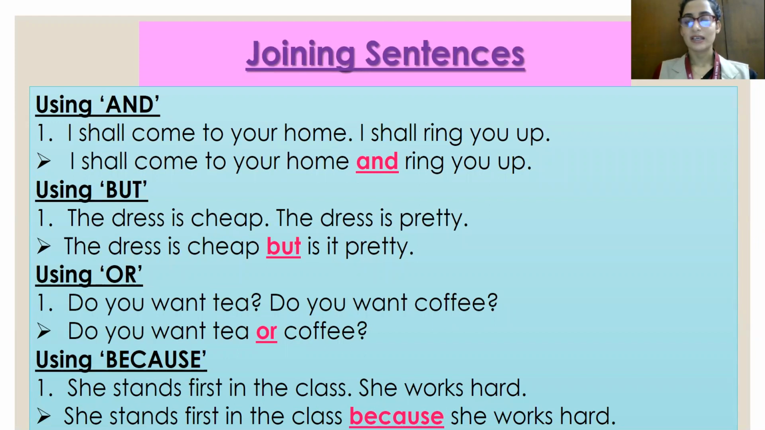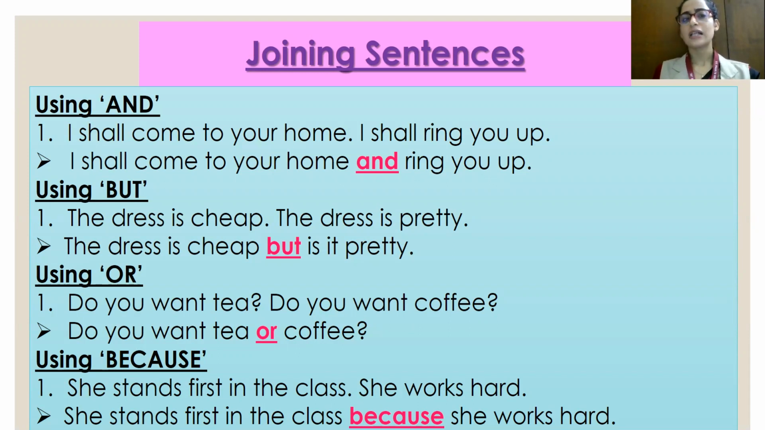Okay, here we have joining sentences, and how can a conjunction join two sentences together? Let us take a look. Here we have using and. First, we will go one by one through all the four conjunctions that we have studied until now in this topic. The first one is and. So let us see how we can join two sentences using and.